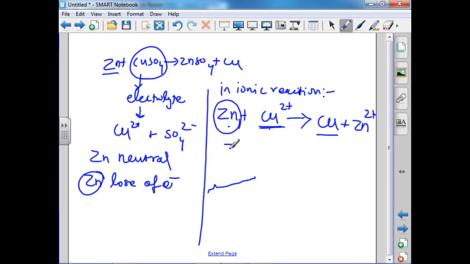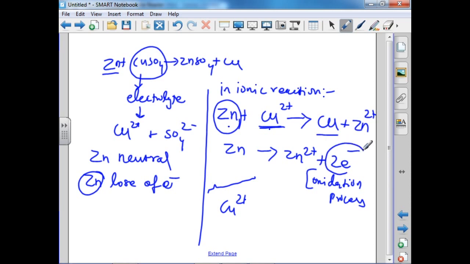So Zn gives Zn2+ plus 2 electrons. This is the oxidation process. Copper ion accepts 2 electrons, it gives Cu. This is reduction. Because loss of electron is oxidation, and gain of electron is the reduction process.